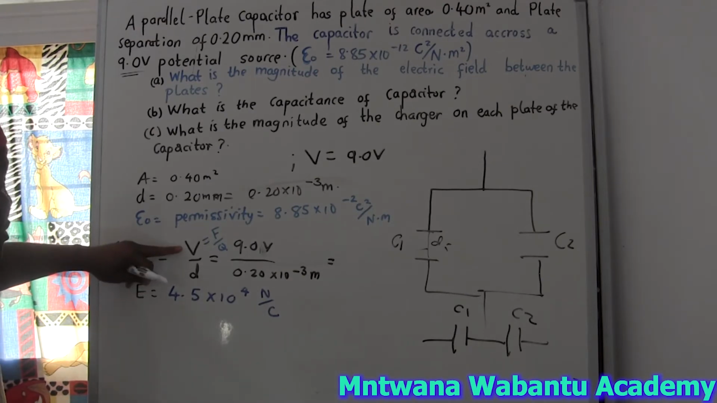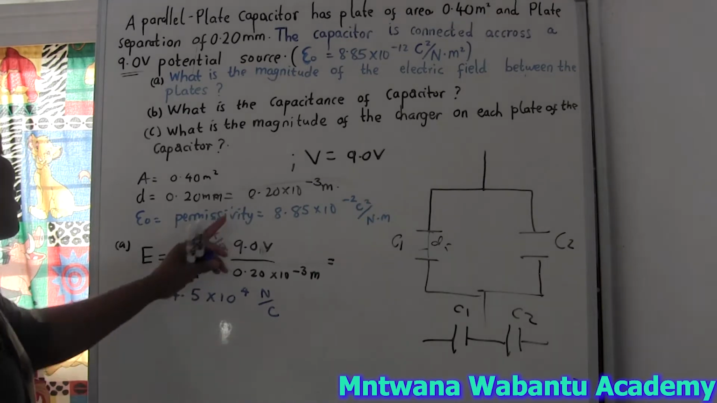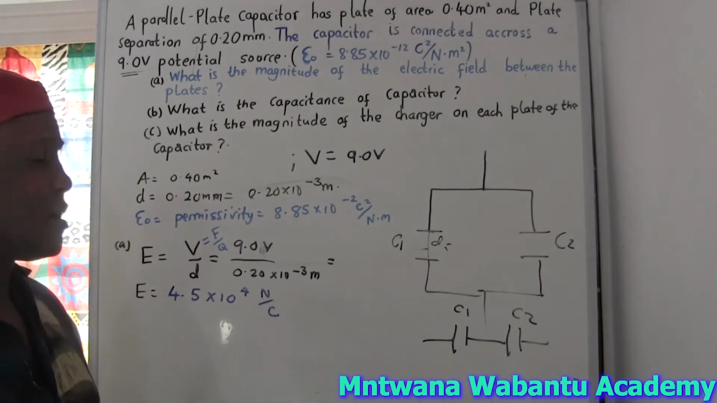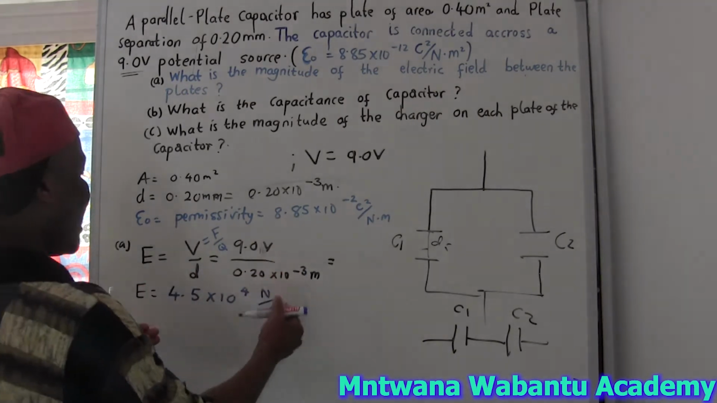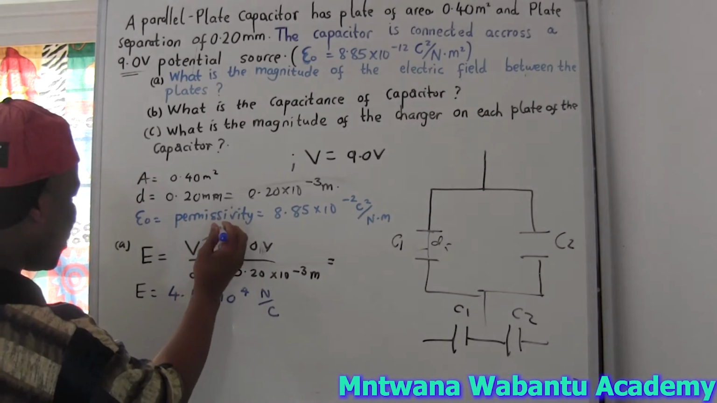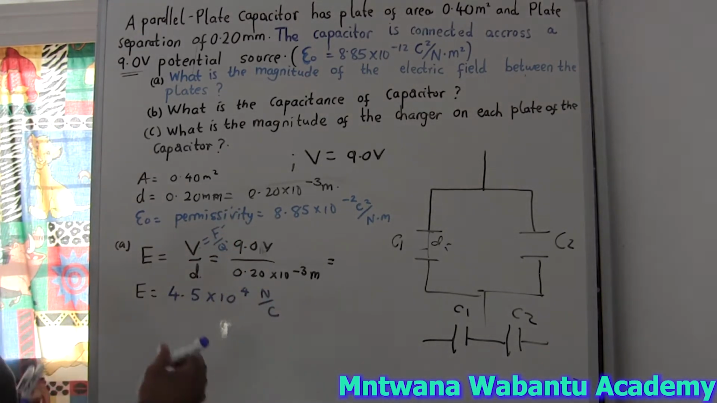It could be potential difference over distance separation, or force over quantity of charge. But in this case, we did not involve force because it has nothing to do with the force. So you can take either Newton per coulomb or volt per meter. Either way, I just decided to take Newton per coulomb. It's fine. Now let's go to B.